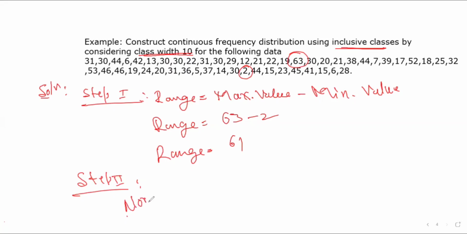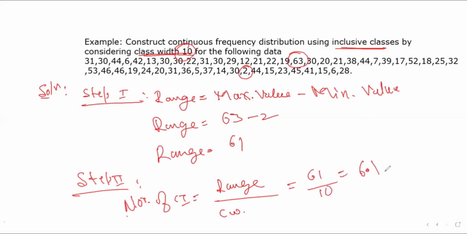So here, number of class intervals is equal to range divided by class width. Range is 61, divided by class width. They mention in the question class width, that is 10. So 6.1, which means approximately there are 6 class intervals.